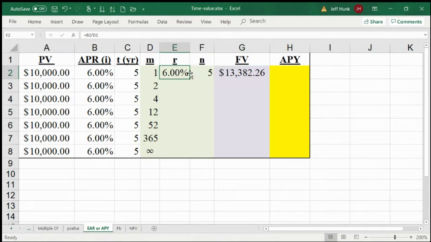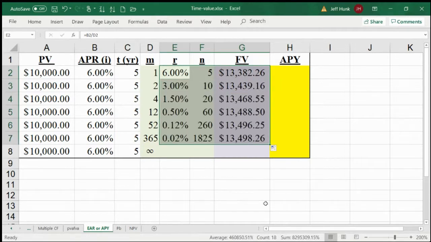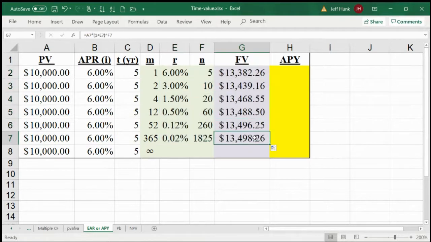But now, let's do the rest of them. I'm going to highlight, select 3 cells all together and drag it down. Okay. And we'll get, as expected, different results, different future values, right? And these different future values are clearly the proof of what I said. The greater the compounding frequency, the greater the future value, right?